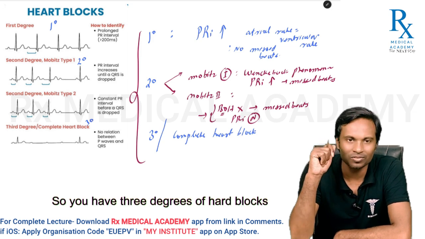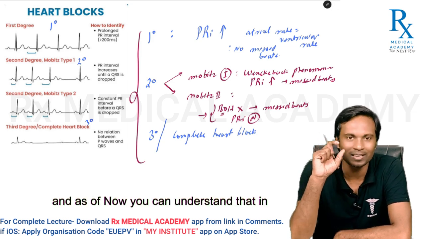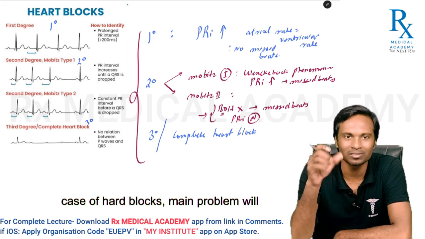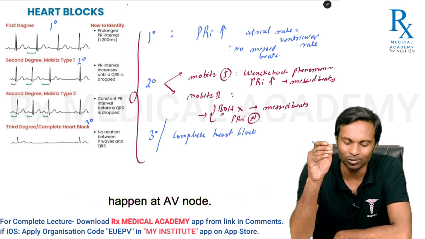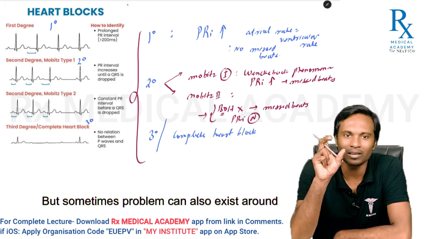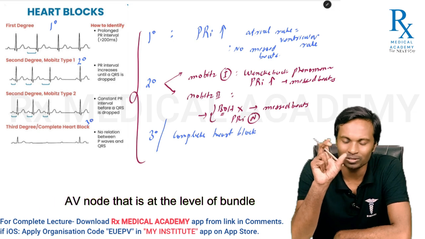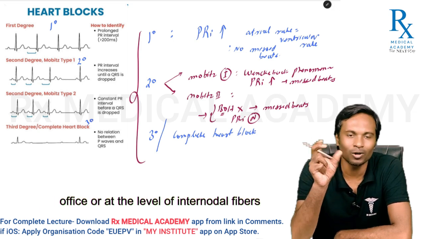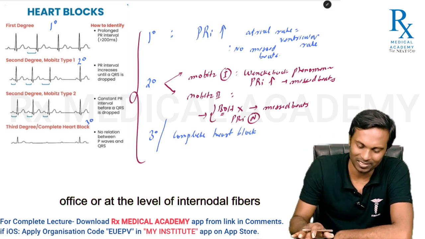So you have 3 degrees of heart blocks, and as of now you can understand that in case of heart blocks, main problem will happen at AV node. But sometimes problem can also exist around AV node, that is at the level of bundle of His or at the level of internodal fibers as well. Okay.